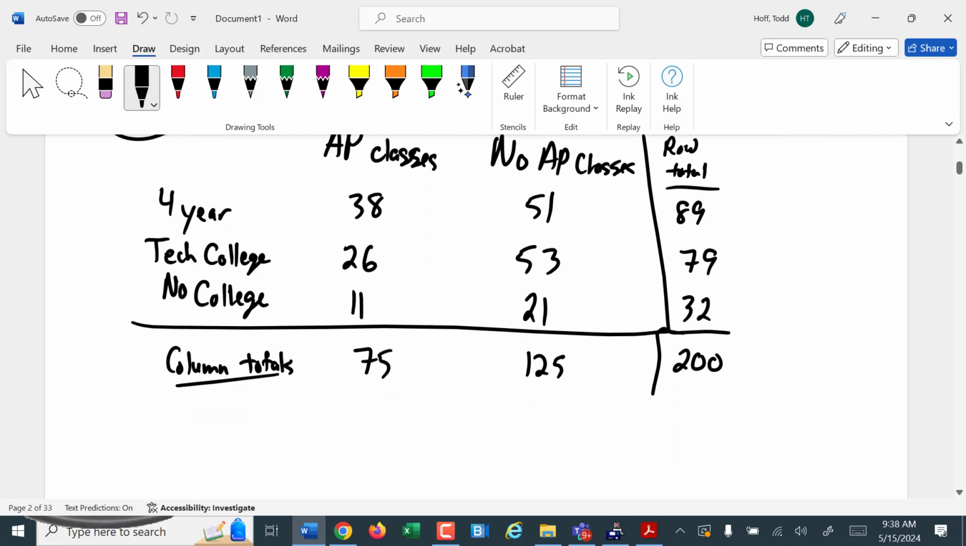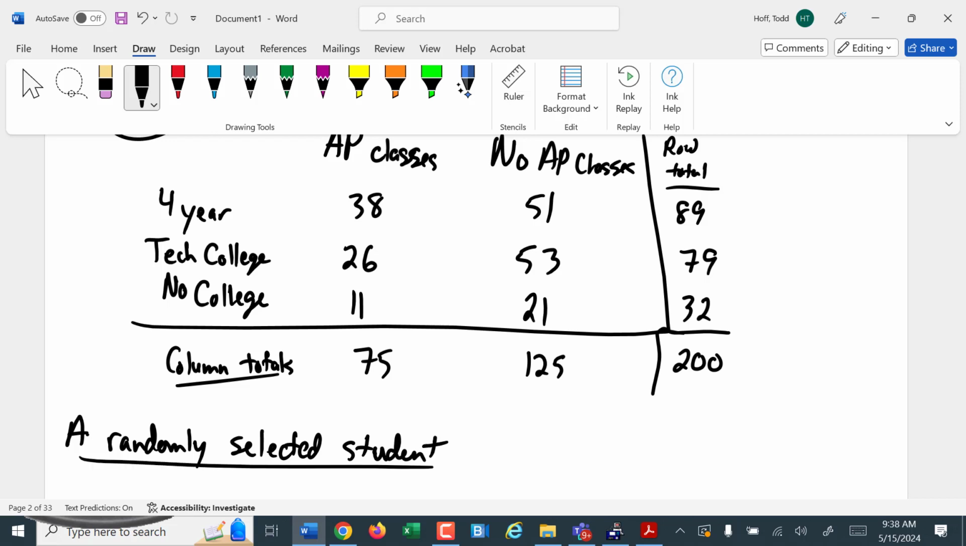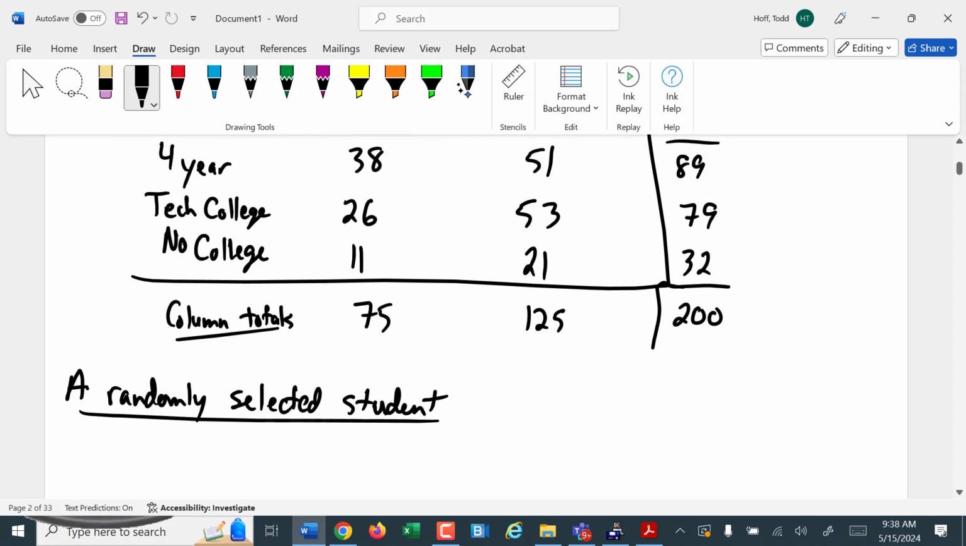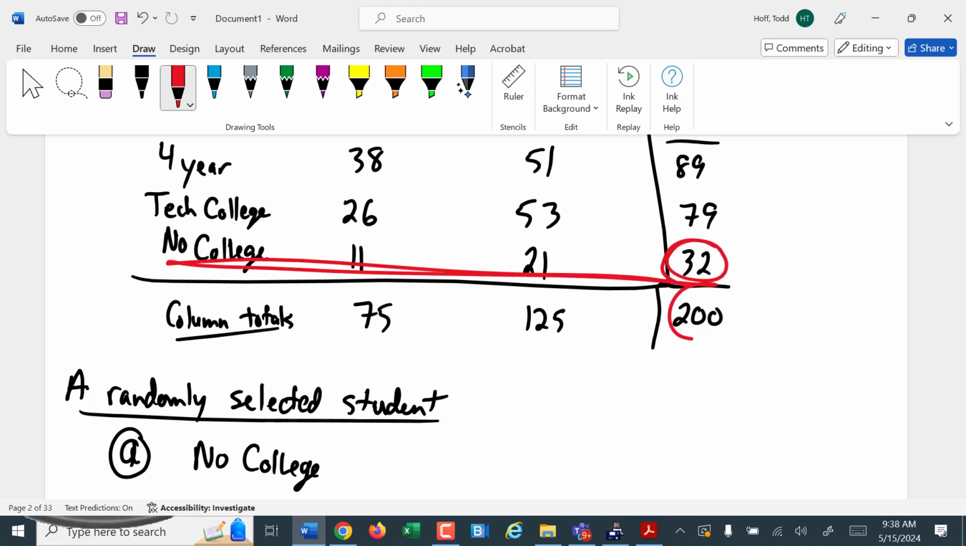So if I have a randomly selected student out of those 200, let's say, what is the probability that they are going to no college? Well, we have 32 that are not going to college. That's the total for the no college row, out of 200. So I could leave it as 32 out of 200, or I could divide it out to get 0.16.